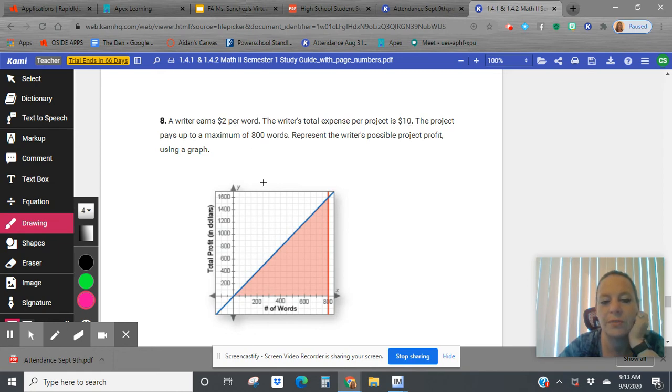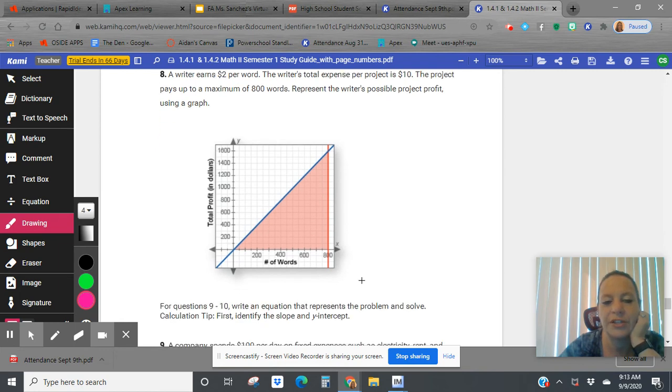The project pays a maximum of 800 words. So here's this 800 limit. And then this one right here is as you increase in the number of words, your profit goes up, and all these are the possible different combinations beneath.